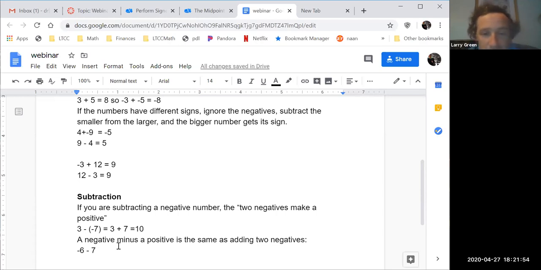So we have the negative number minus a positive number. So we can rewrite this. This is what I mean by a negative minus positive is adding two negatives. This is the same as negative 6 plus negative 7. In fact, in some circumstances, that's how you define subtraction. A subtraction is an addition of the negative number. So that's another way of saying subtraction. Any questions at all on that?